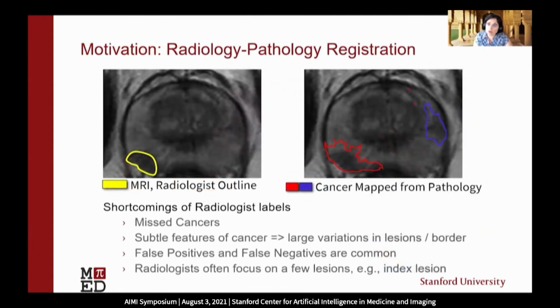So why do we want to use these pathology images? Well, because as I said already, lesions outlined by radiologists have shortcomings. One, some of the cancers are missing. Not only that, but also because cancer can have a very subtle appearance, there is a large variation in the extent of cancer, even when these lesions are all outlined. So we see here on the left side, outlined by a radiologist. When we look at the ones coming from pathology, we can see that the borders are quite different than the ones from radiology. And also radiologists quite often are missing lesions, like the ones shown here in blue.